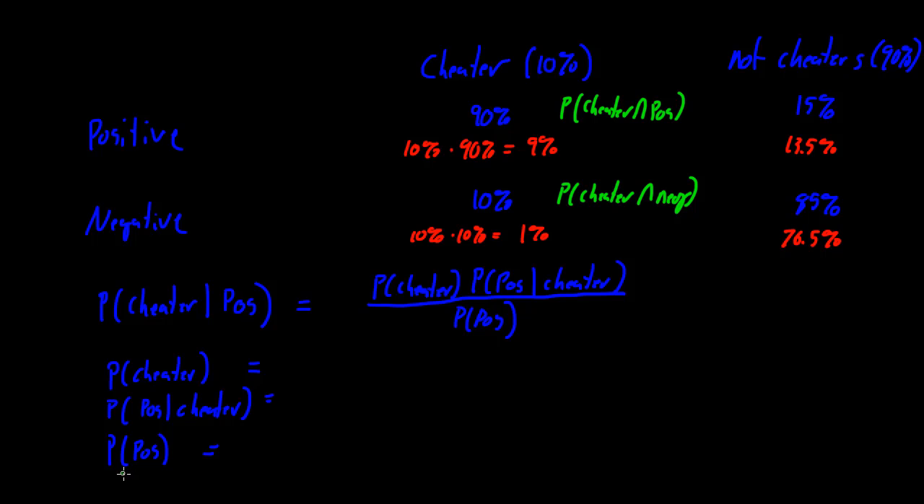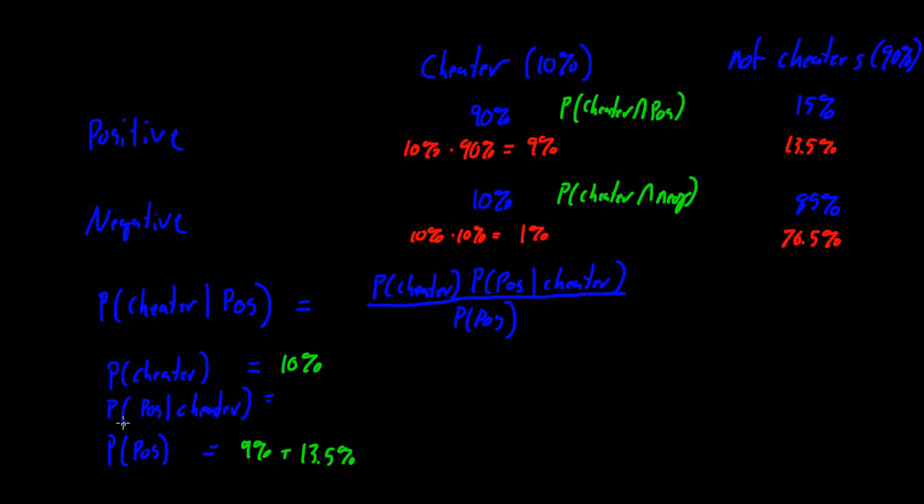To figure out the probability that someone got a positive result, we can just add up the row for positive results. We have the probability that someone is a cheater and got a positive result, which is 9%, plus the probability that someone got a positive result and is not a cheater, which is 13.5%. We know the probability that someone is a cheater, which is just the 10% that we were given before, or we can walk down our column and add the 9% and the 1%. So we're going to say 10% for someone being a cheater.